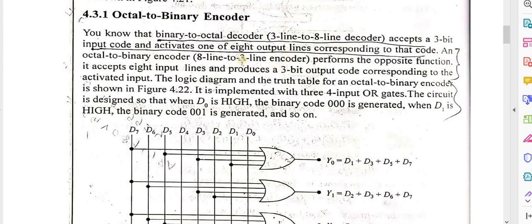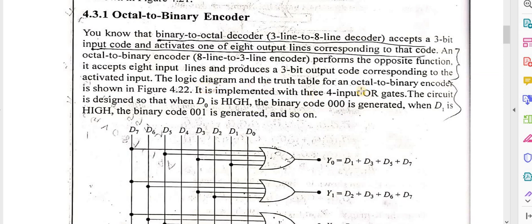But in case of an encoder, 8 lines are converted to 3 lines. So the number of output lines is less than the input lines. That means what? An encoder performs the reverse operation of a decoder. An encoder always performs the reverse operation of a decoder.